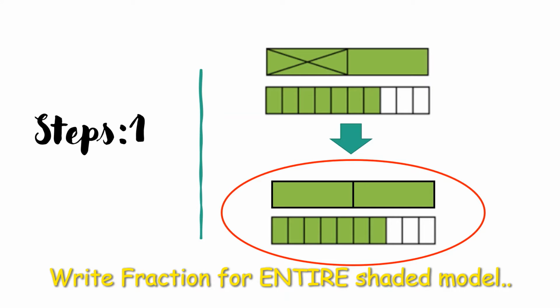Step 1, you have to think of the entire model as if there's no x's. And when you look at this, you're going to see there's one whole, and there are 7 out of 10 in here. That is our first fraction, 1 and 7/10.